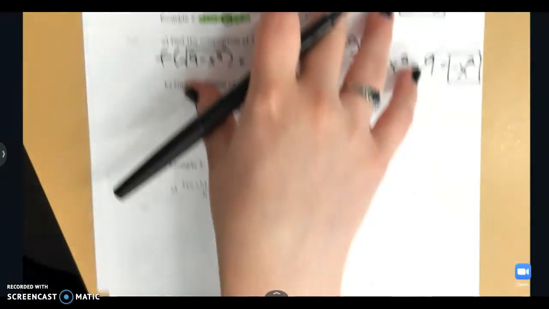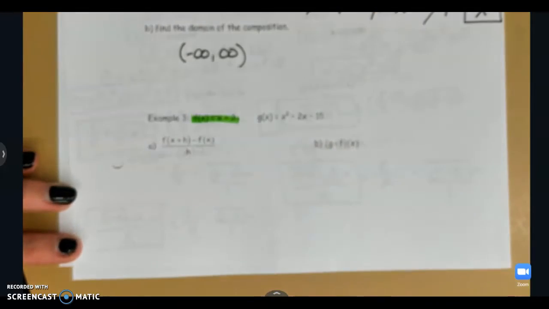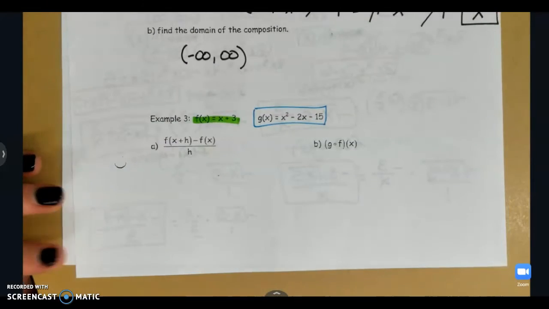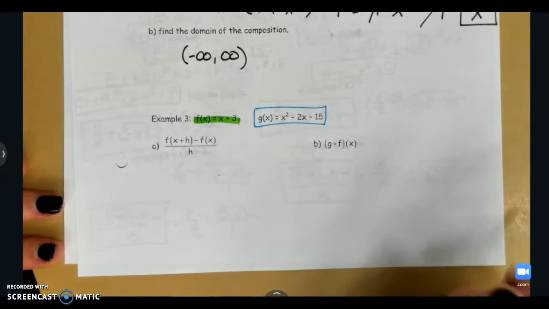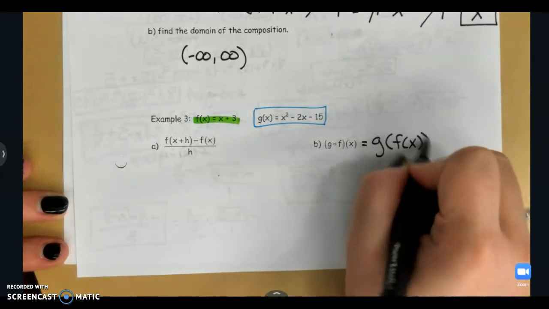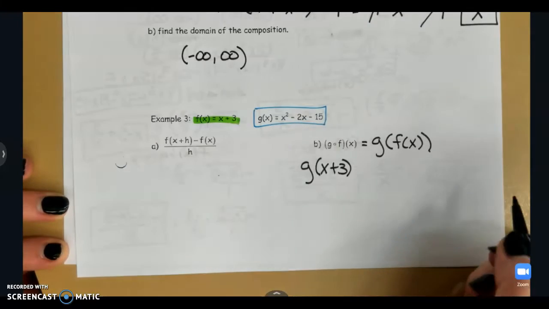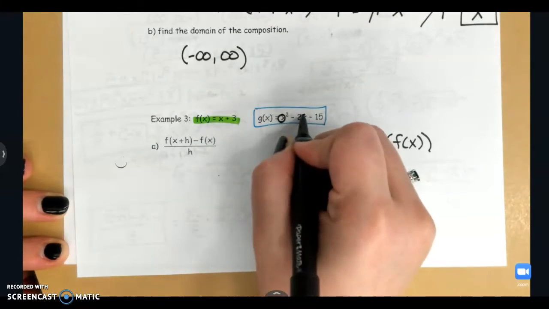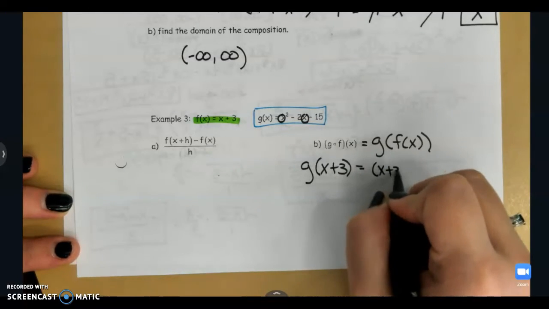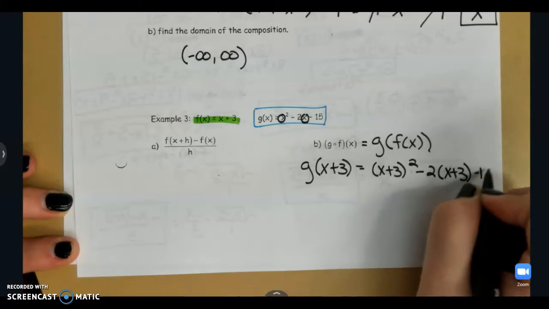There's nothing it can't be because I don't have a radical or x in my denominator. Okay. Let's practice that one more time. I'm going to skip part A here. Color code. And now here's where it's really important to watch the order, because previously I was finding f of g of x. Here I'm looking for g of f of x because the g is listed first. So I'm looking for g of x plus 3. So I'm going to be plugging that in twice because I have two x's in my g of x. So x plus 3 squared minus 2 times x plus 3 minus 15.